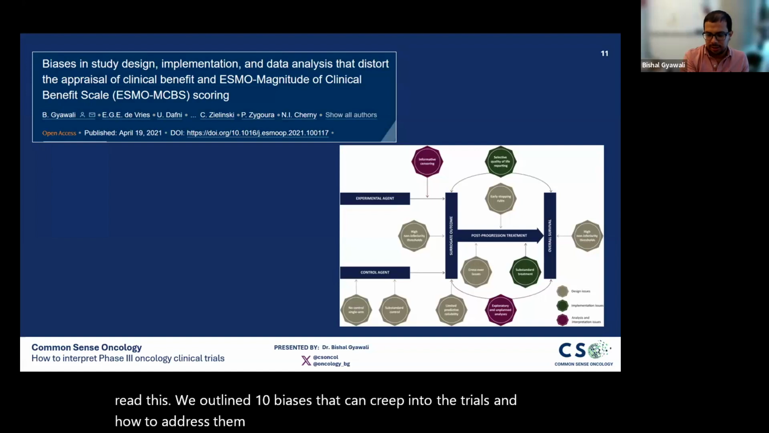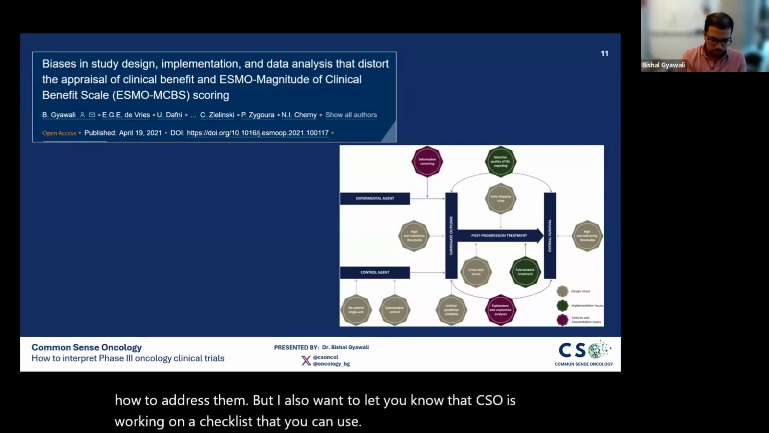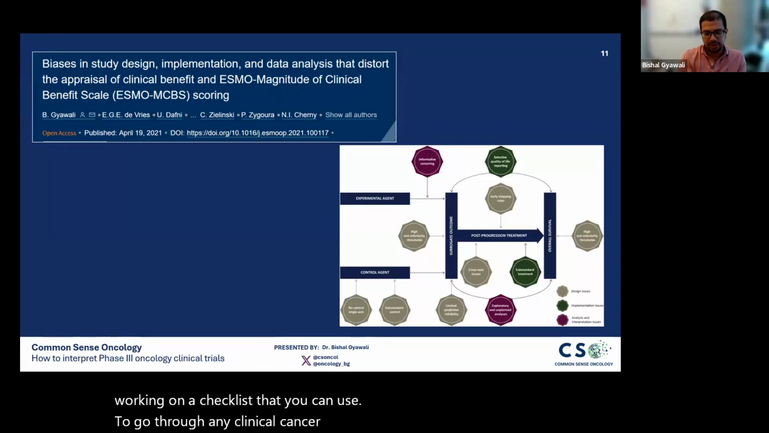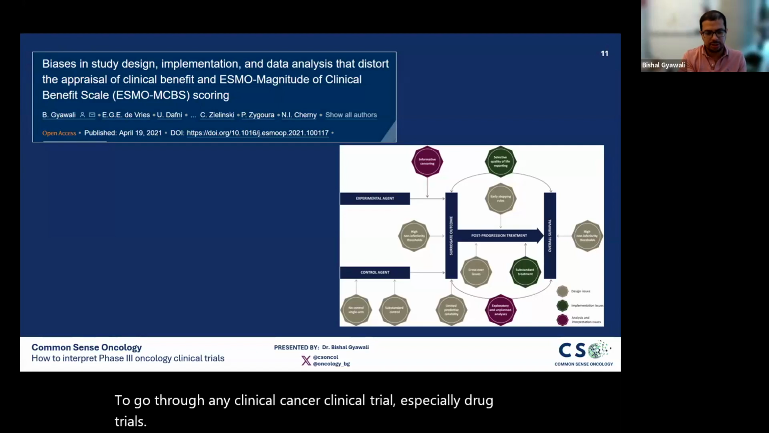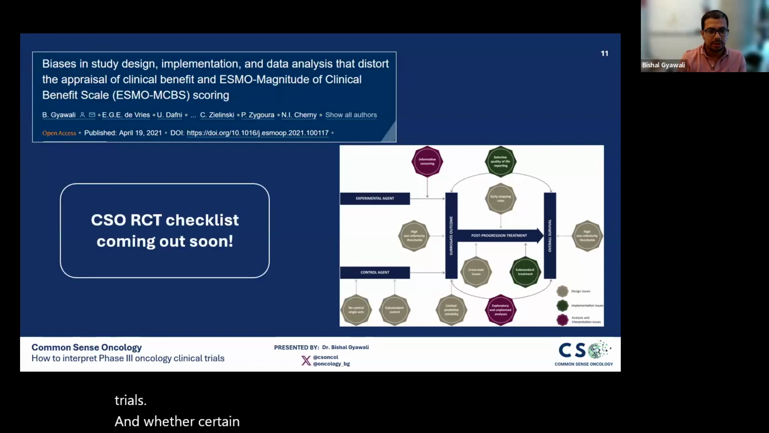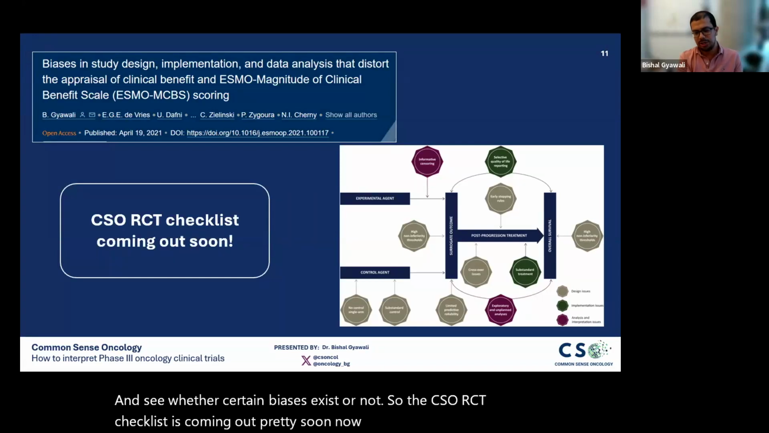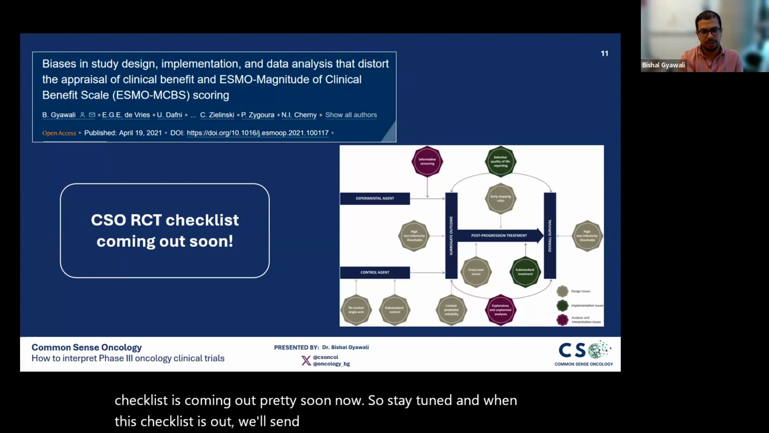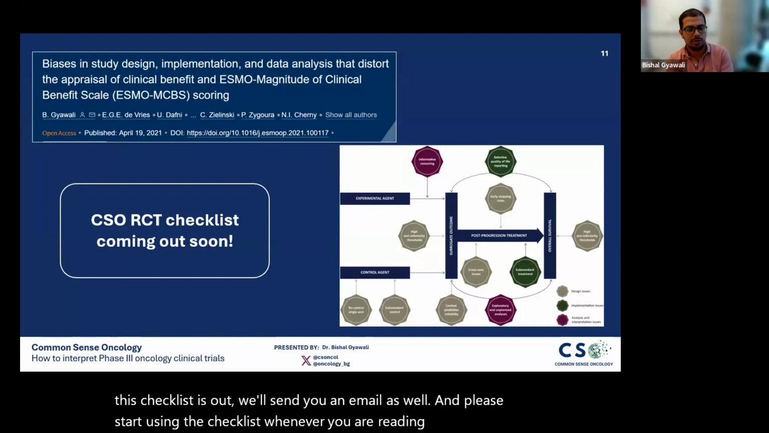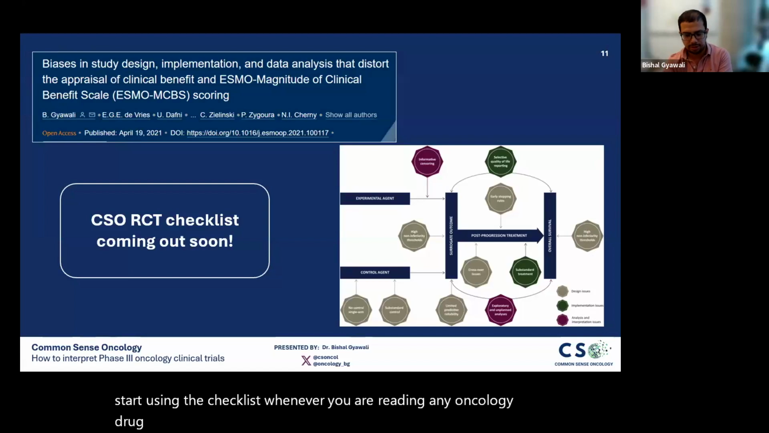But I also want to let you know that CSO is working on a checklist that you can use to go through any cancer clinical trial, especially drug trials, and see whether certain biases exist or not. So the CSO RCT checklist is coming out pretty soon. So stay tuned, and when this checklist is out, we'll send you an email as well. And please start using the checklist whenever you are reading any oncology drug trial, so that we can arrive at a correct interpretation. Okay, some of the methodological items that we need to be careful about.